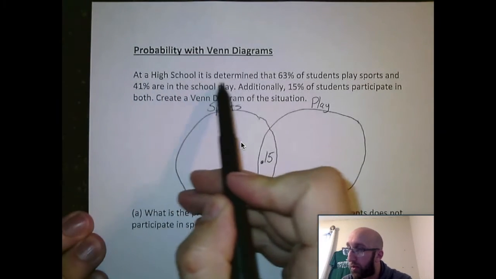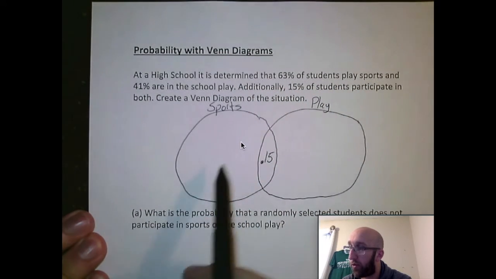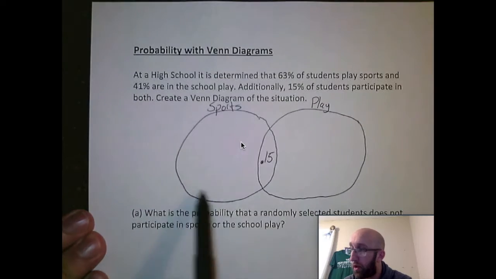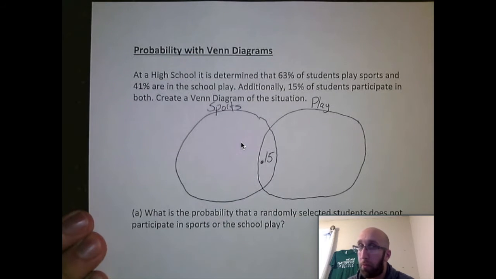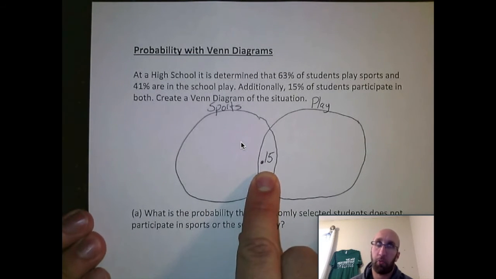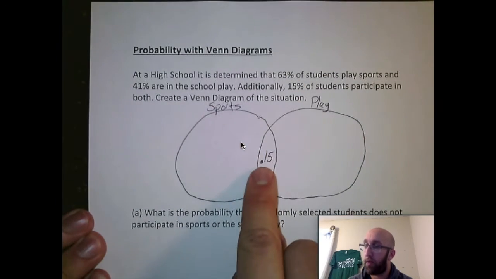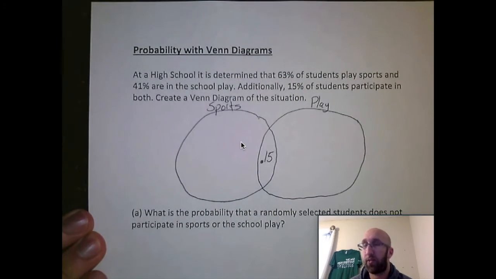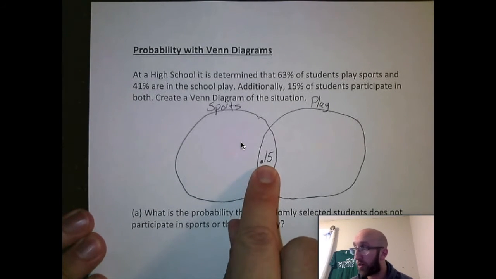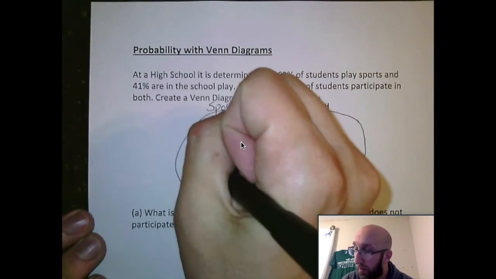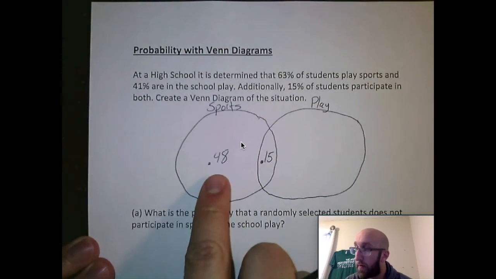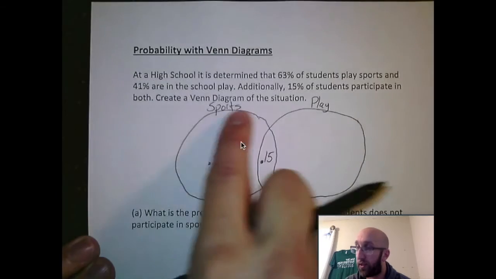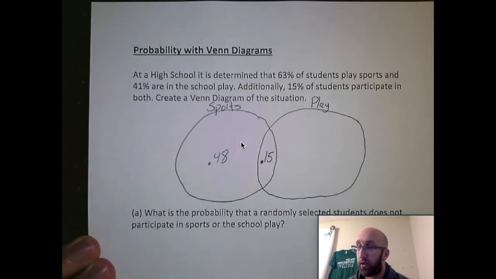At a high school, it is determined that 63% of students play sports. So this entire circle needs to add up to 63%, or 0.63. But I already have this 0.15 accounted for. If I have 0.15 and I'm supposed to add up to 0.63, I can find the missing piece that goes over here. If you take 0.63 and subtract off the 0.15, you're left with 0.48. That is going to go over here on the left side. Together, these add up to 0.63, which is the entire sports circle.